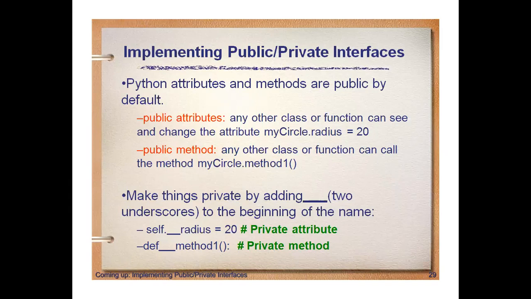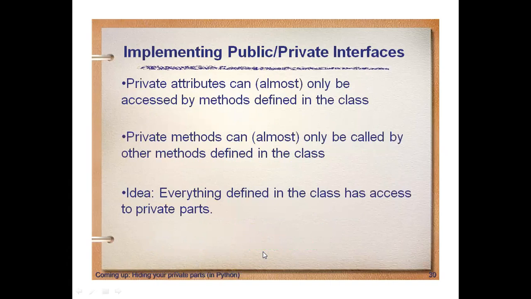Now, what will happen if I wish to make something private so that nobody can access it without my permission? Make things private by adding two underscores to the beginning of the name. So self.__radius = 20. def __method1. This means it's a private method. It's a private attribute and it's a private method. Now what will happen? Can I access it? If yes, then how? If not, then how?